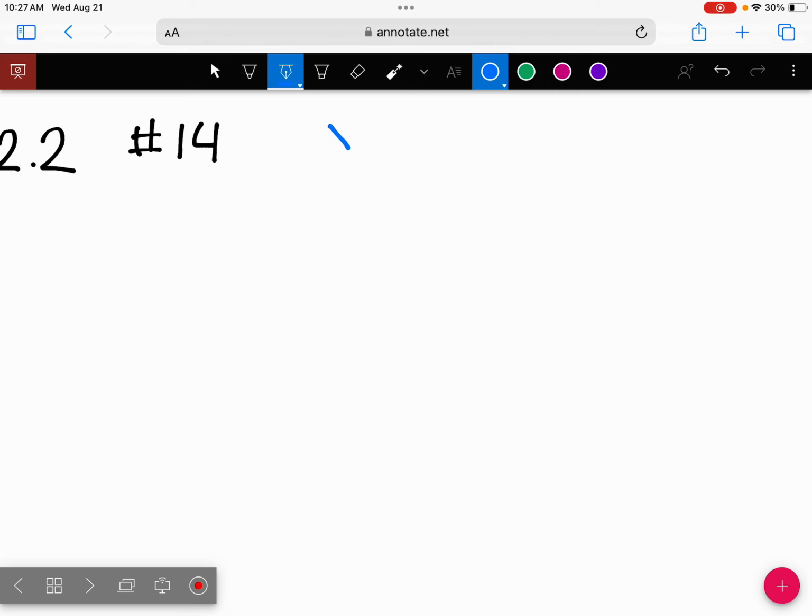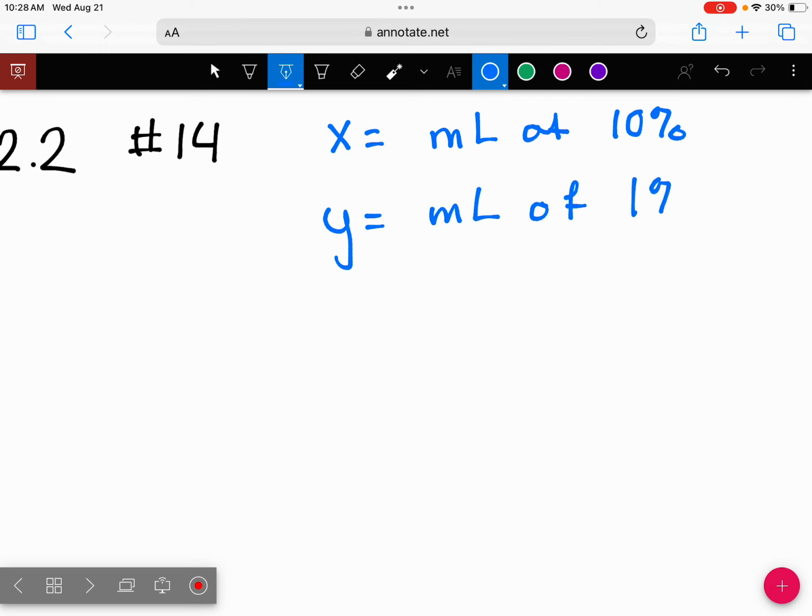So I'm going to put my X, and we're measuring how much of the solution, so it's going to be milliliters of, and I'll call this one my 10% solution. And we're going to do Y as the milliliters of the 1% solution. That's the 2 types of solutions. We're asked how much. That's a volume. My unit is milliliters. So when in doubt, give me your variables and give me what they are. That's the start.